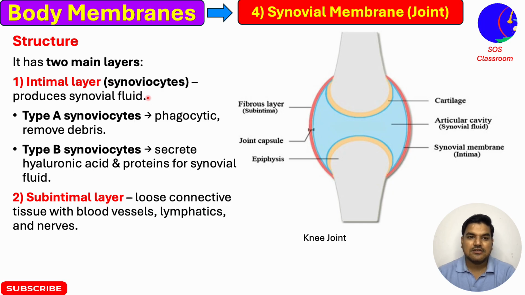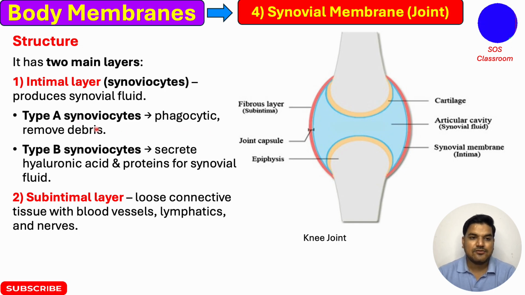The intimal layer is also called synoviocytes. Synoviocytes are again divided into two, type A synoviocytes and type B synoviocytes. Synoviocytes produce the synovial fluid in the synovial cavity.